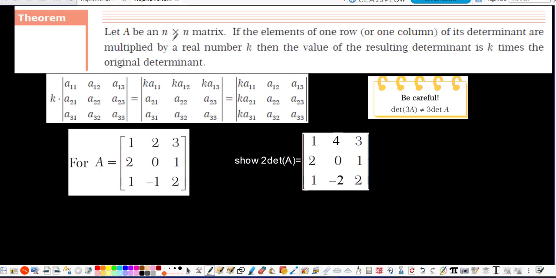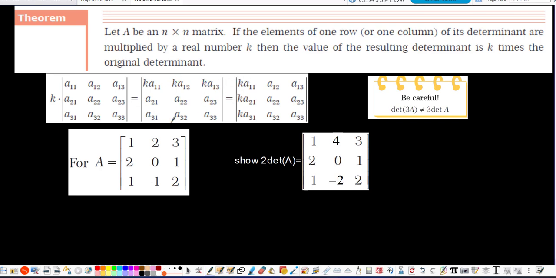Here it says that for the n by n matrix, if you multiply by a scalar, you have to multiply by only one row or by one column. So when you are multiplying by k, if you don't want to change the result, you are going to multiply only one row. Here it's going to be ka11, ka12, and ka13.